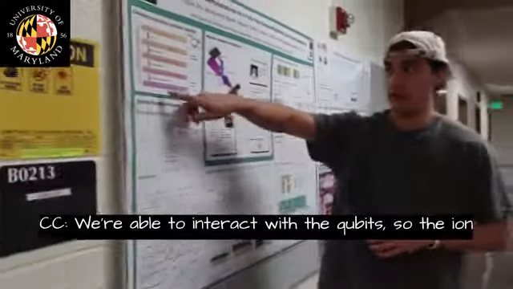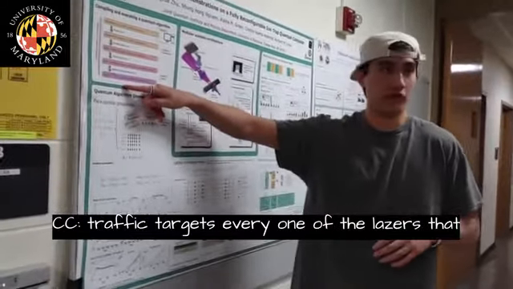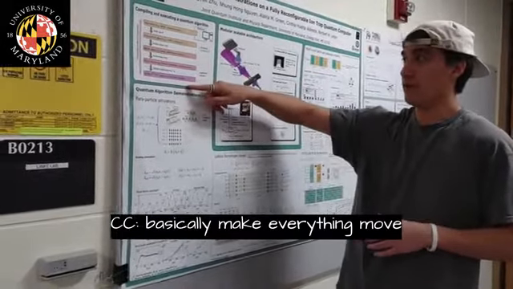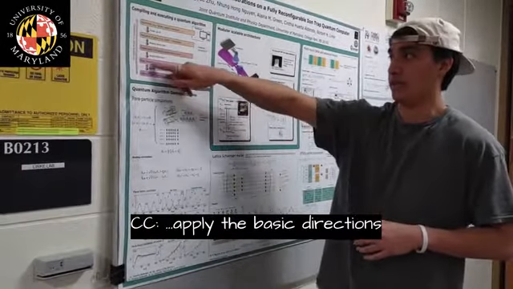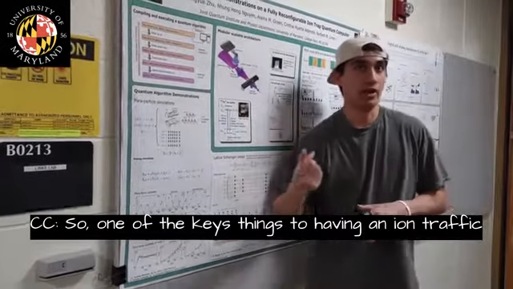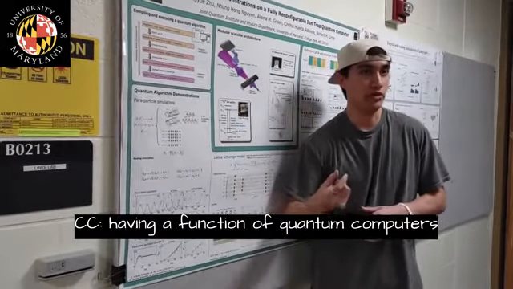Able to interact with the qubits: the ion trap, the ytterbium 171, the lasers that basically make everything move, apply the basic interactions. One of the key things to having an ion trap and a functional quantum computer is that you want those ions to talk.